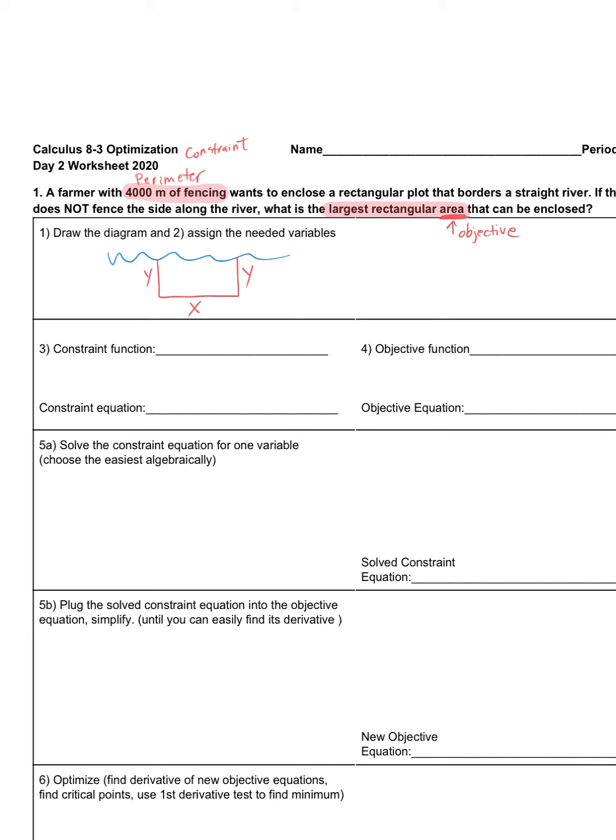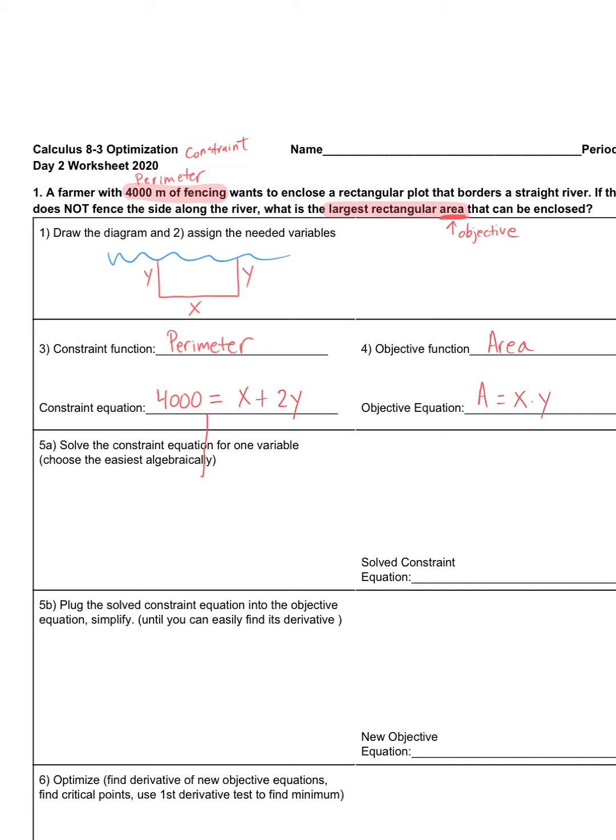We talked about the constraint. The constraint function is the perimeter. Our perimeter is 4,000, that's given to us. And the perimeter of this particular rectangle is Y plus X plus Y. So that gives us X plus 2Y. Our objective, we're trying to maximize area. The formula for the area of a rectangle is just base times height, X times Y.